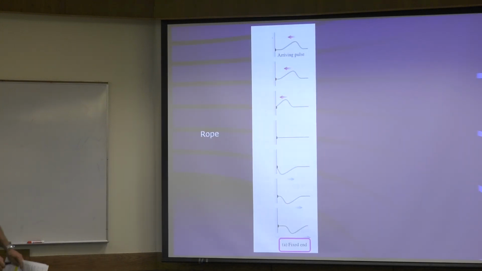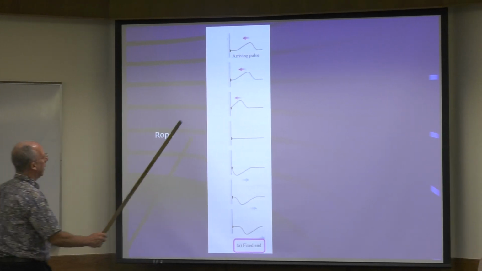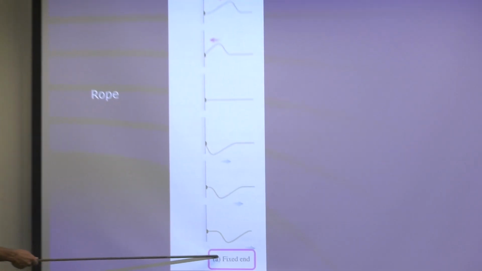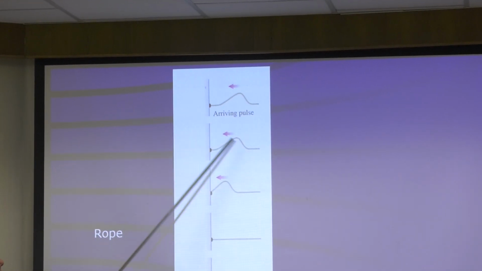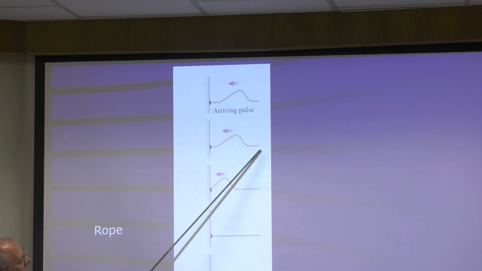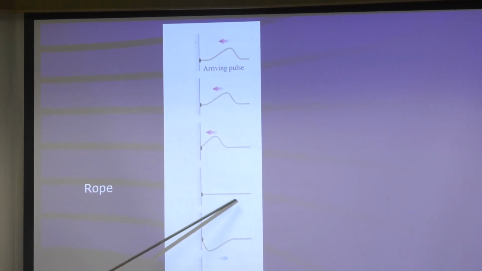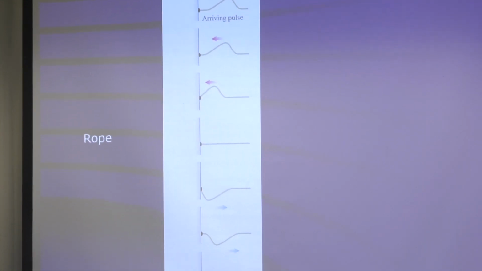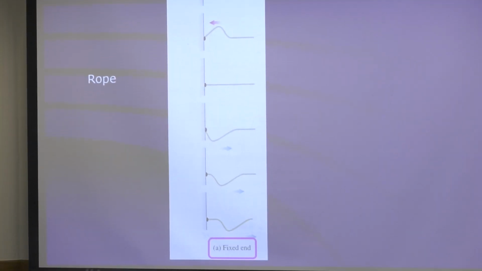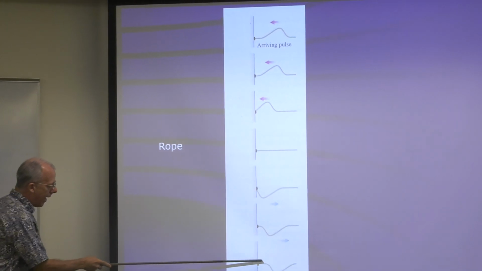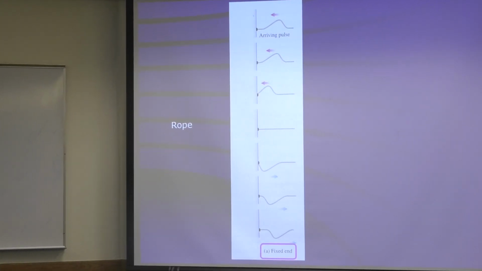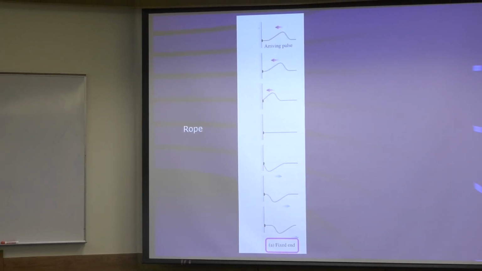So here's a rope wave. Here, this is called a fixed end. So this rope is somehow attached to the wall. So we have this arriving pulse. And what does it do? It flips, right? So here we have an up, here we have a down. So when you have a fixed end, the wave pulse flips.